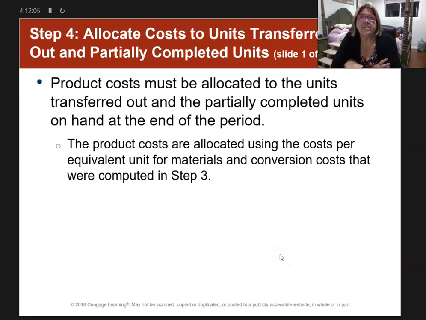Finally we get down to step number 4. I take the cost to the units transferred out and I allocate the costs that I found out in step number 3, and I figured out how many units were transferred out and how many partially complete units I still have. Again, steps 3 and 4 are the easiest.